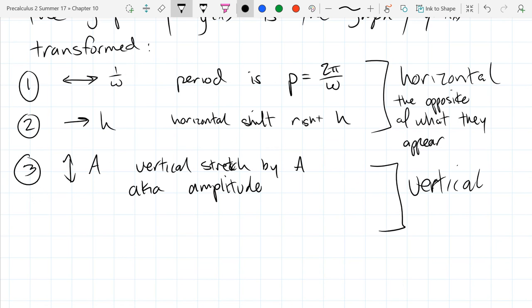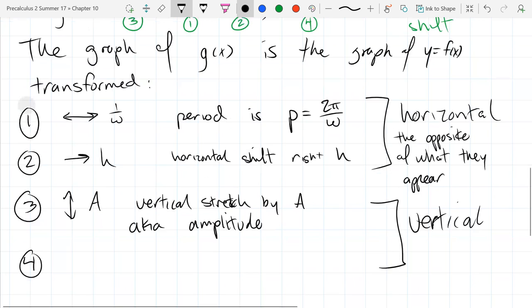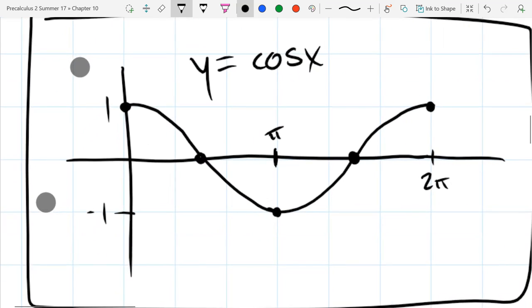So the standard amplitude is 1. It's a little bit strange. The amplitude is 1 without any transformations, even though the height is 2. So it's a little bit strange. They count the amplitude as half of the total change going from a peak to a valley. So this is technically 2a. So amplitude is only half of this change.